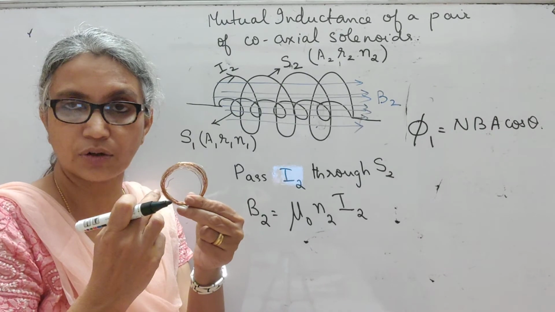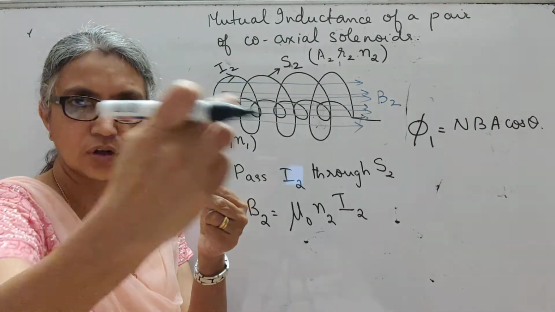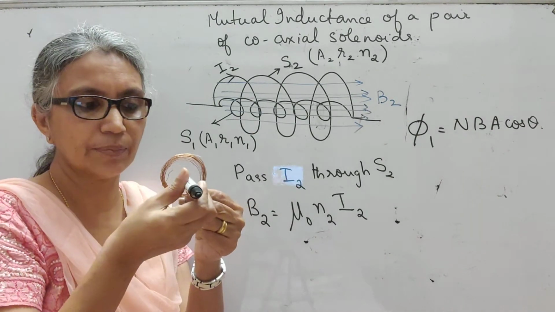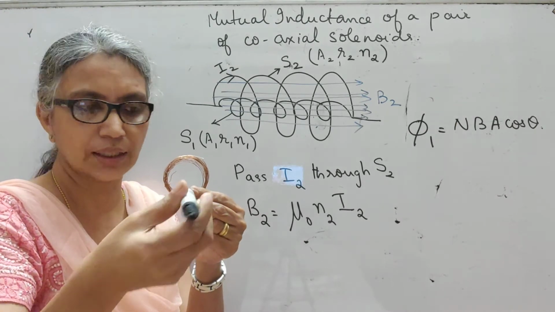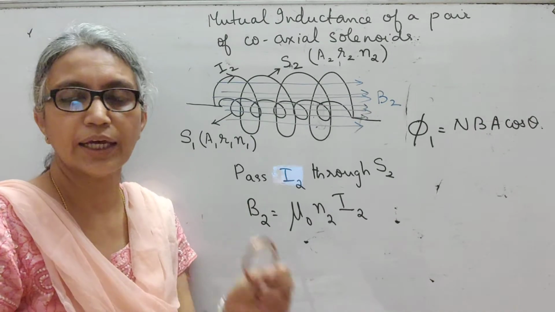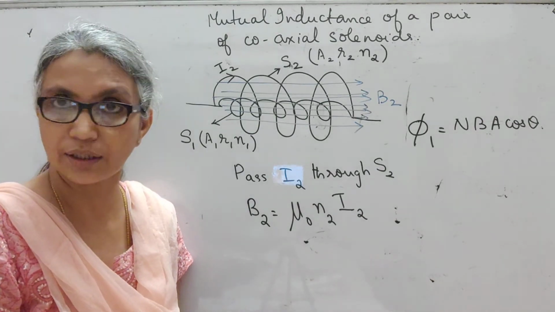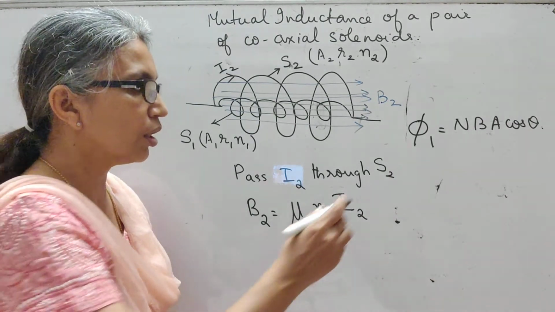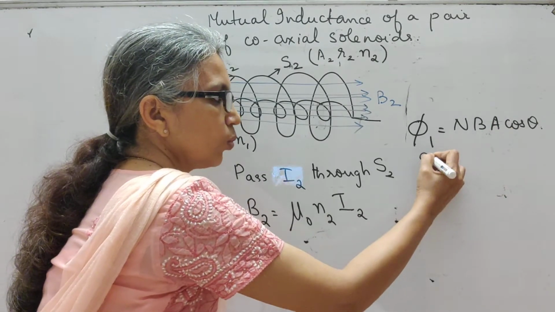Here I have taken a circular coil. Imagine it is a solenoid. So the magnetic field is along the axis. The area vector is also along the axis, perpendicular to the coil, and therefore the area vector and magnetic field are in the same direction. So theta is 0. So cos 0 is 1.